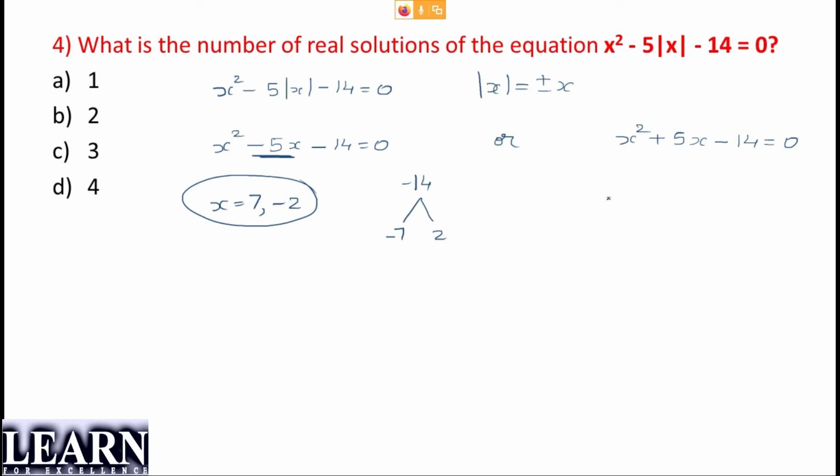Right, now if I'm talking about the second one, again it is minus 14, again we have 7 and 2. Here it is positive, so this should be positive and this should be negative. So I can say x is equal to minus 7 and plus 2 in this equation. Right, now how many possibilities are there, guys? Now what is the total number of real solutions? At least you can answer now.